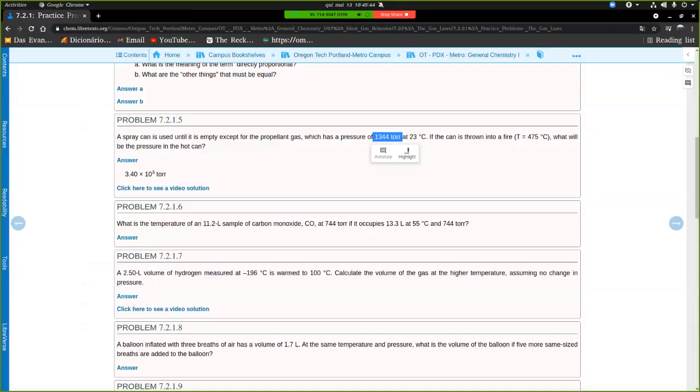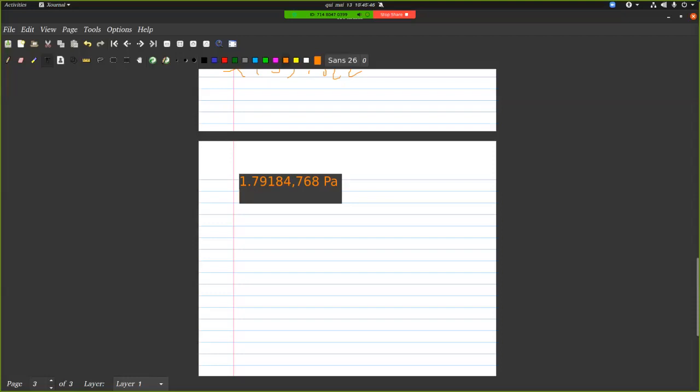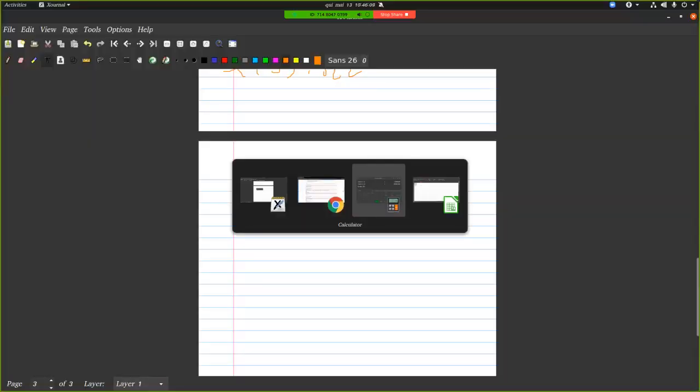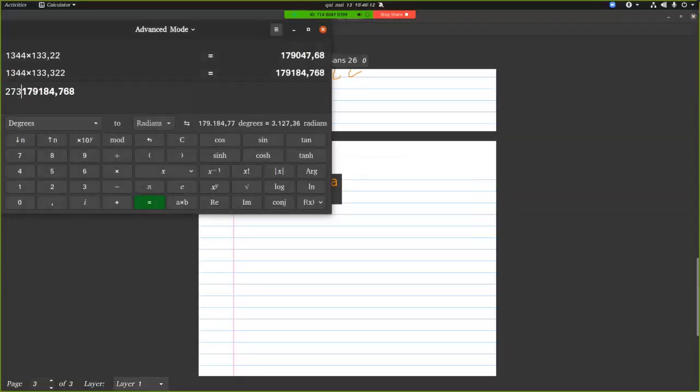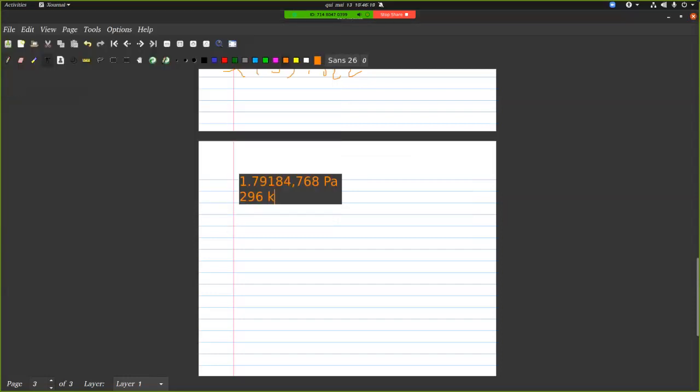So at 23 degrees Celsius, we know that we're going to take this to Kelvin, which is 273 plus 23, which is 296 Kelvin.